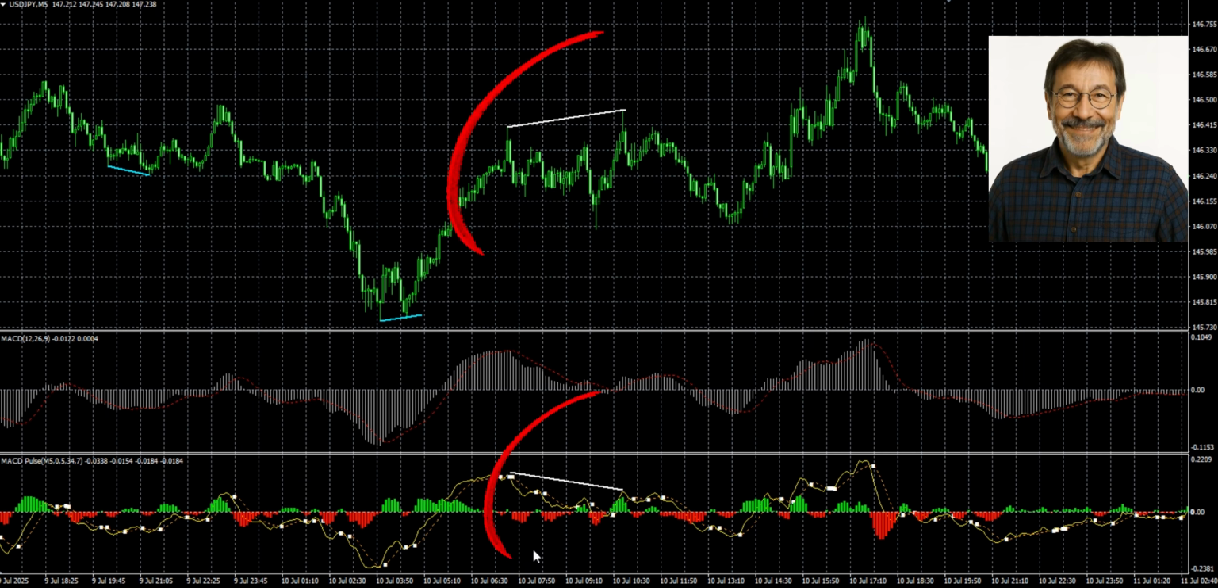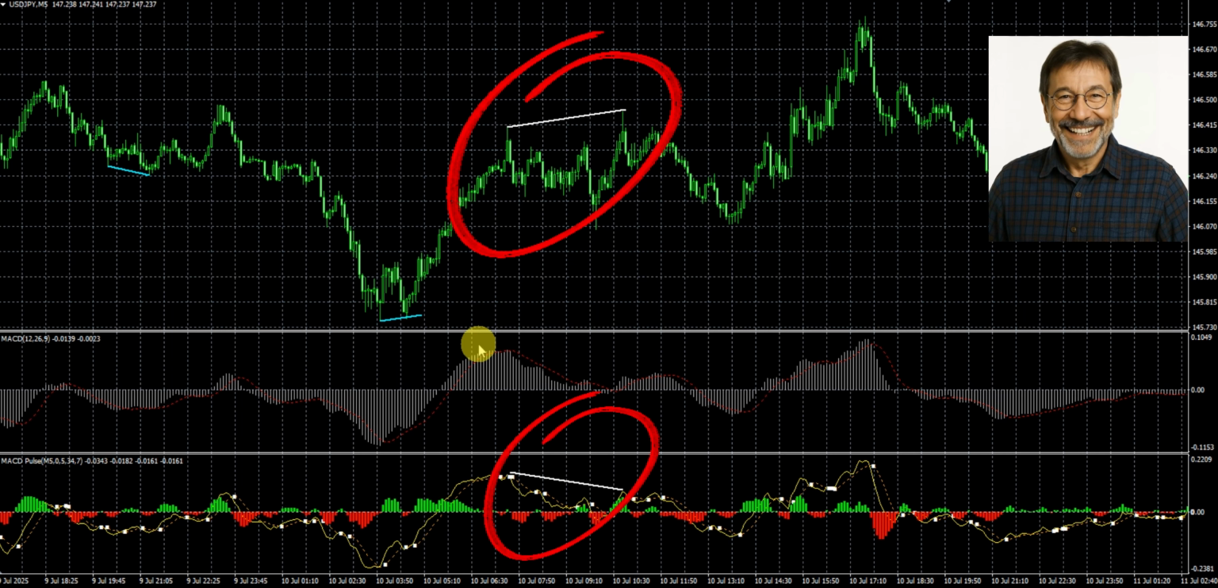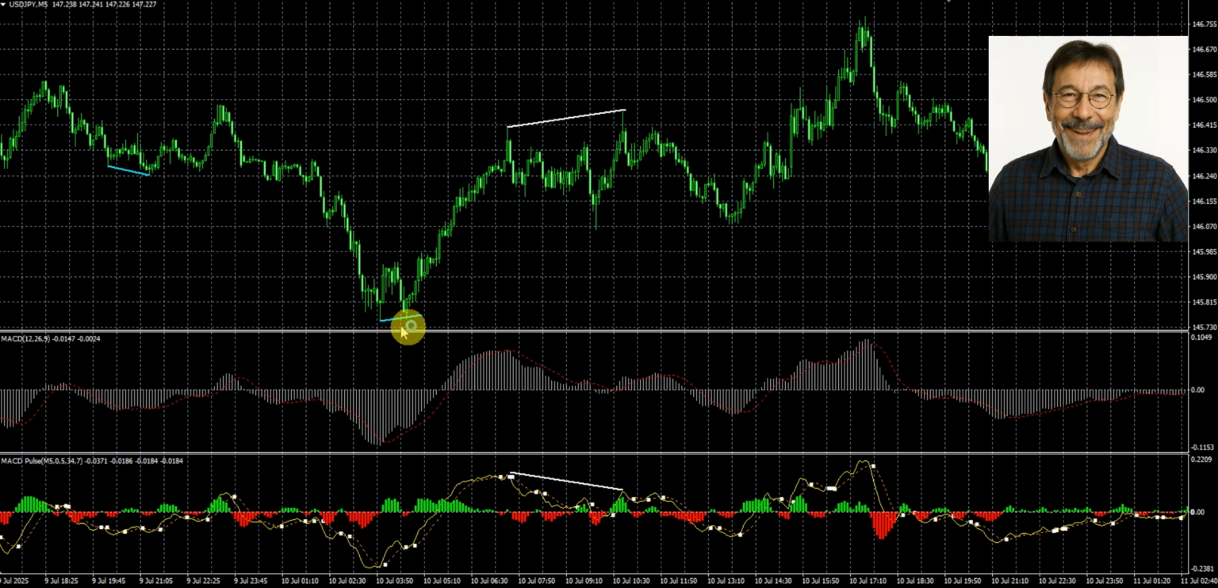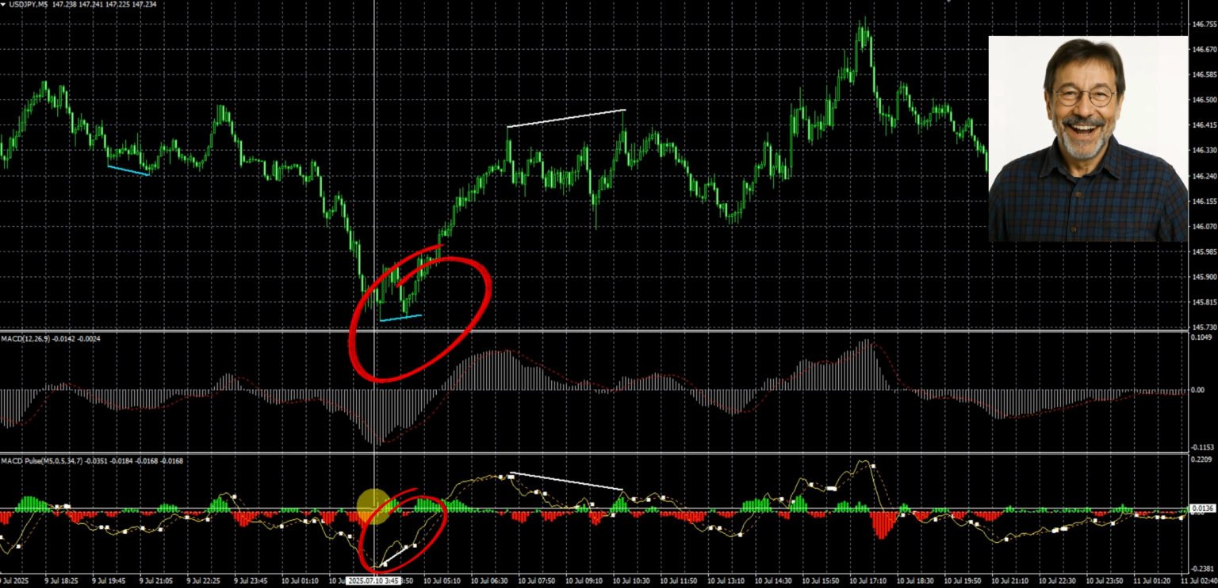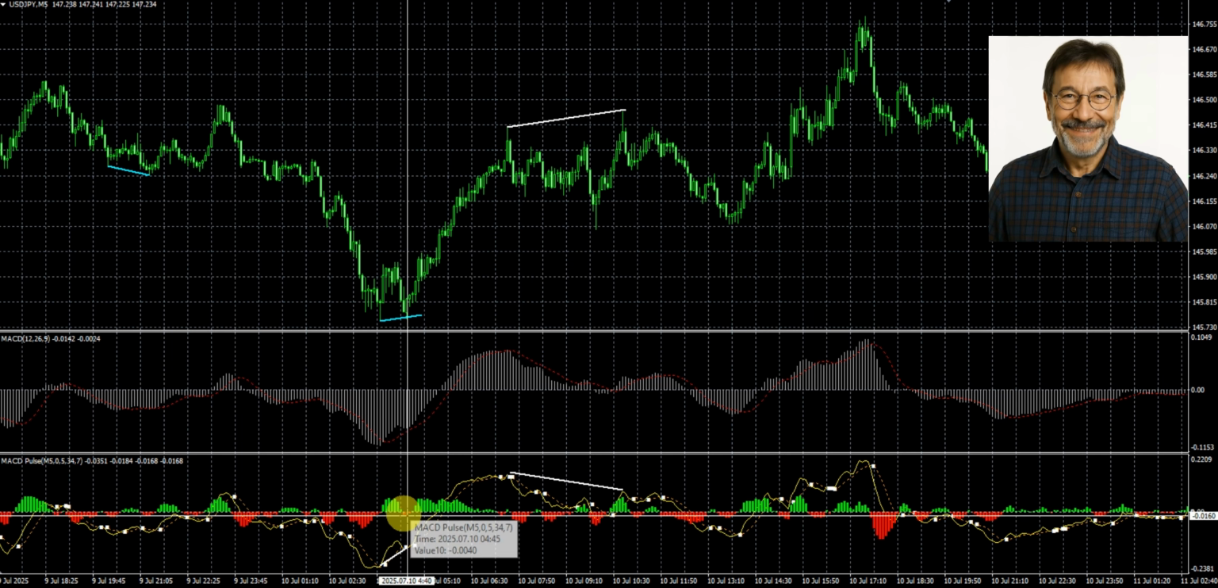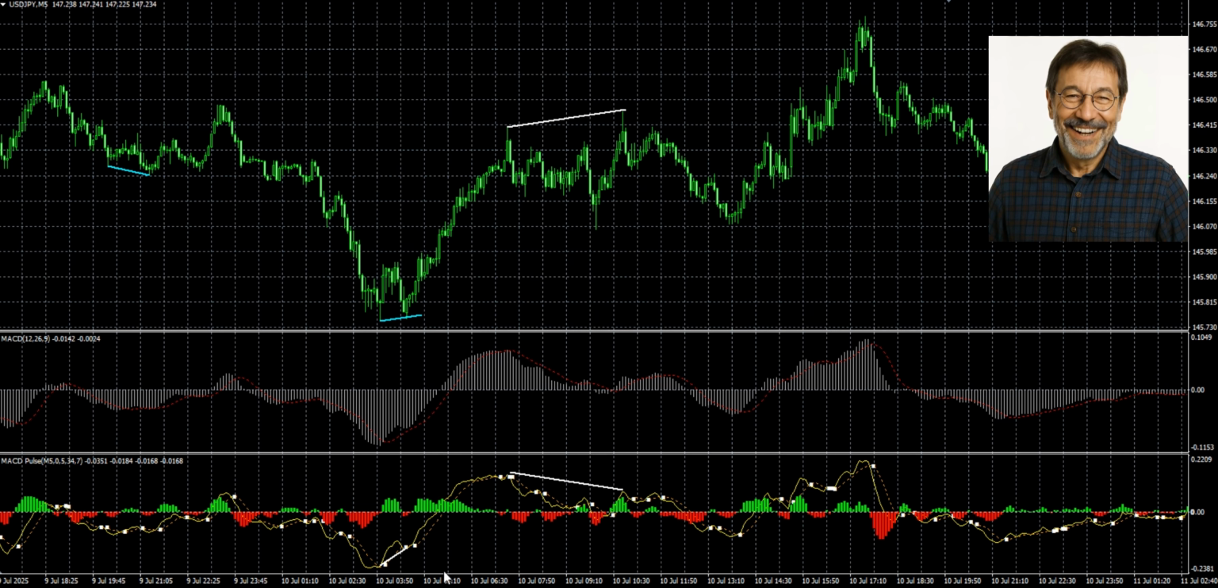Examples. Price makes a new high, but MACD is lower than before. Bearish divergence, market might reverse down. Or the opposite. Price hits a new low, but MACD is higher than before. Bullish divergence, possible reversal upward. These mismatches act as early warning signals. When others are still asleep, you're already alerted.